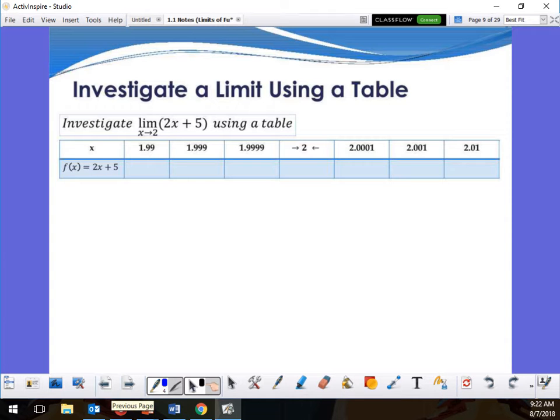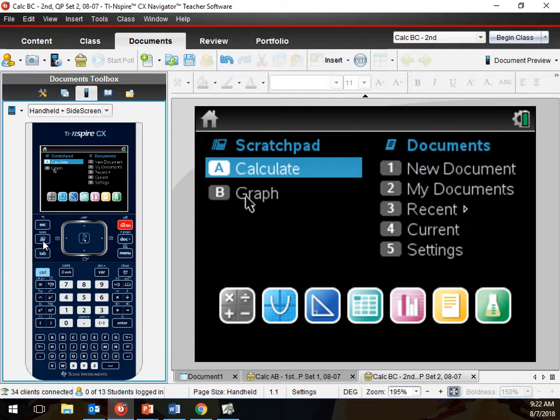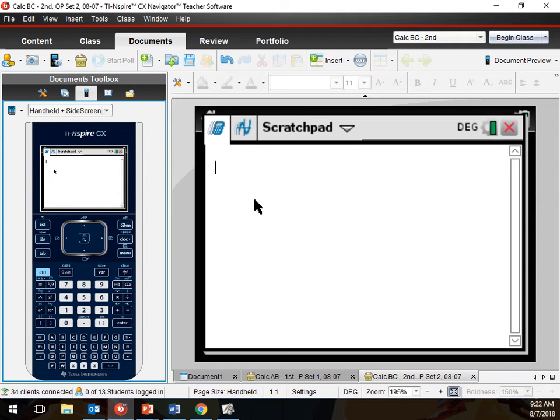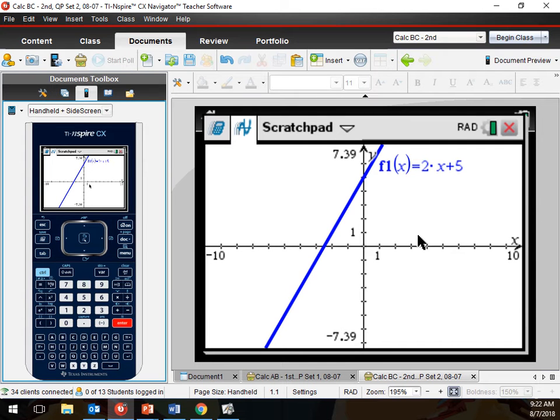So I'm going to bring up the calculator app right here. Okay, so home, scratchpad. So I don't want this scratchpad yet. I want graph scratchpad. So here's my graph scratchpad. So I'm going to put in my function right there. My function was what? 2x plus 5. There we go. Enter. So I get my function there, right?